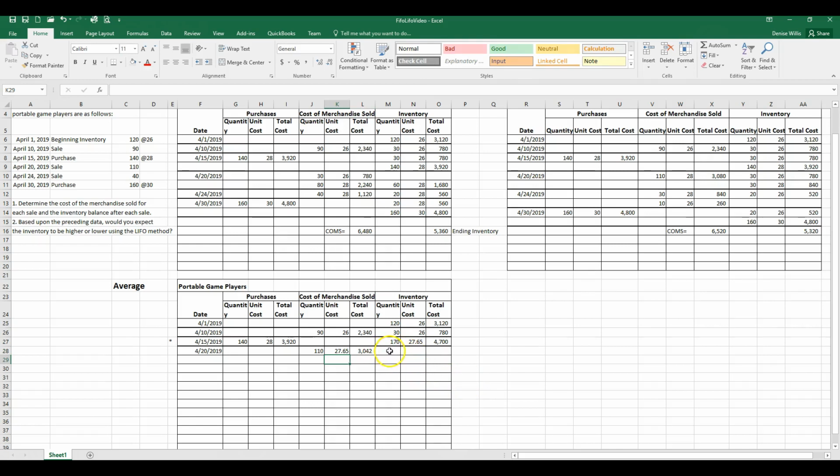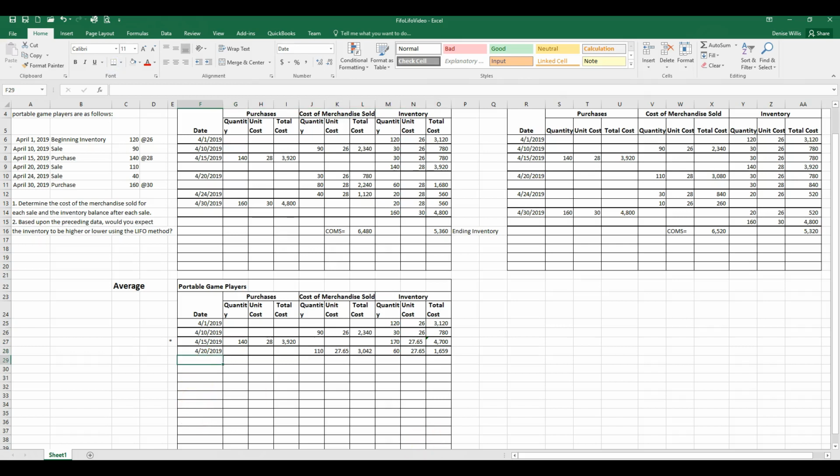Now, what do we have left? We had 170. We just sold 110, so we now have 50 units. No, we don't. We have 60 units, sorry. Okay, we have 60 units. They cost $27.65. Just do the multiplication across. Our ending inventory is now $16.59. So that's the end of that day.